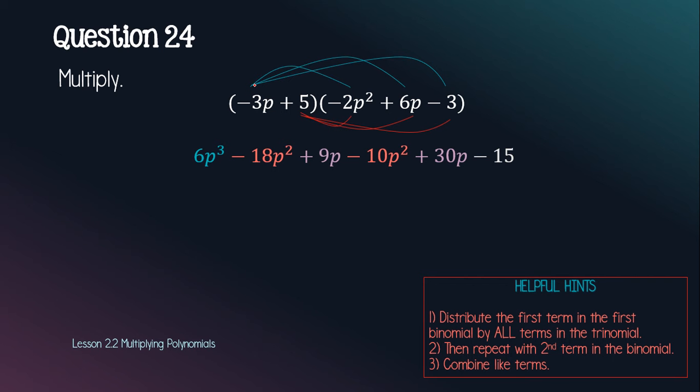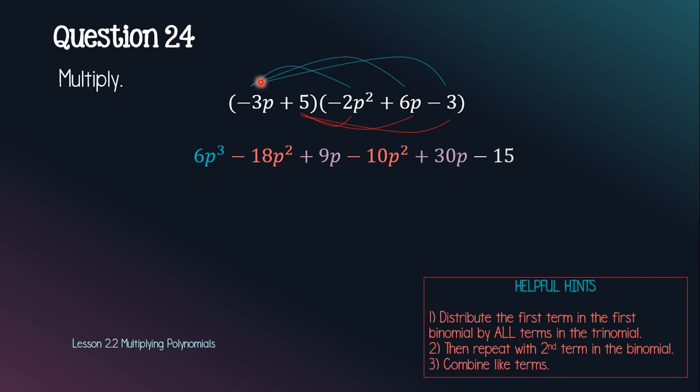So this first term, if I kind of work backwards here, I'm just going to use my pointer here. So the negative 3p times negative 2p, well, those two negatives gave me that positive 6p to the third. And it's to the third because when I multiply my variables, I add the exponents together, and this is really like p to the first, so 1 plus 2 gave me that p to the third.